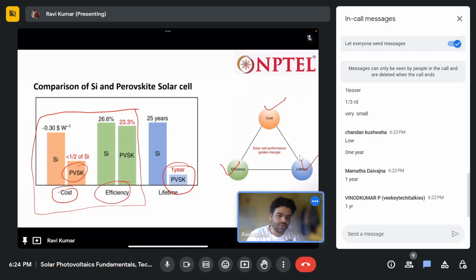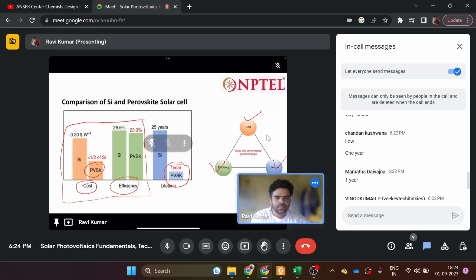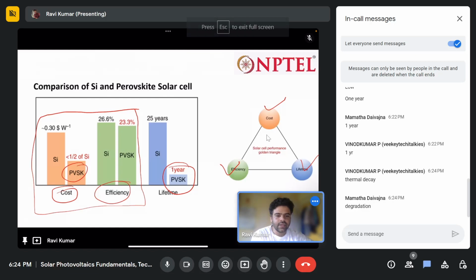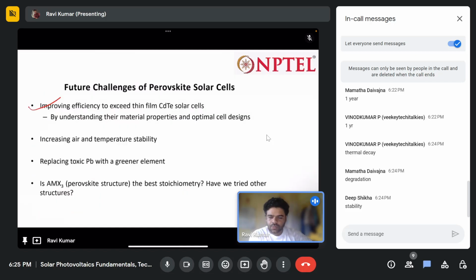Okay, so what do you think, why is the lifetime of this perovskite material low? Thermal decay, yes. Degradation. Yes, stability, yes. So these are the challenges. We need to improve efficiency. It is not stable in the air and under high temperature. We are using Pb, that is lead, which is toxic in nature. So these are the future challenges on which research is being conducted.